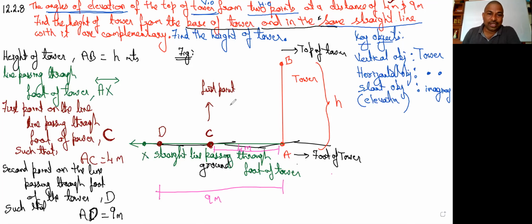So what he says: there are 2 points on the line. The first point is C and the second point is D. The distance from the foot of the tower to the first point is 4 meters. The distance from A to D is 9 meters. Now, the angles of elevation from C and D are complementary. You have to remember that, a very important point.